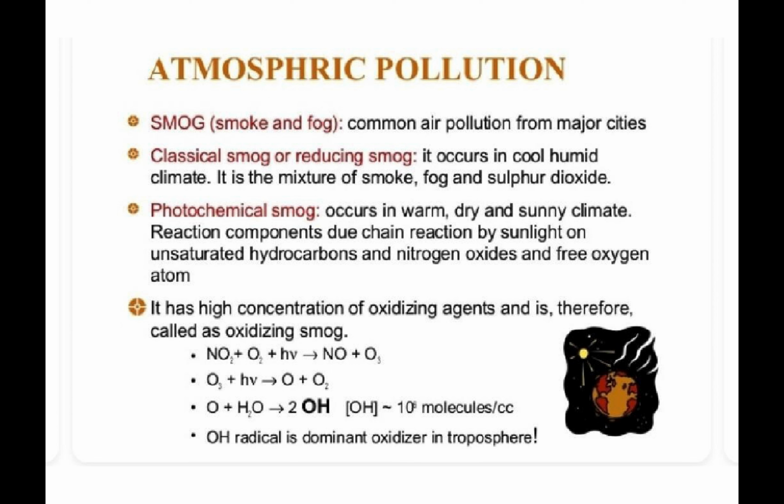Then we have photochemical smog that occurs in warm, dry and sunny climate, and reaction components due to chain reaction by sunlight on unsaturated hydrocarbons, nitrogen oxides, free oxygen atoms and all that. Mostly it has high concentration of oxidizing agents, and so we call it oxidizing smog. You can see an example: NO2 plus O2 plus hν, that is the frequency of a photon or light particle, will give you NO plus ozone. And then again you can see the following equation: OH radical here is the dominant oxidizer in the troposphere. So these are the main points of atmospheric pollution.